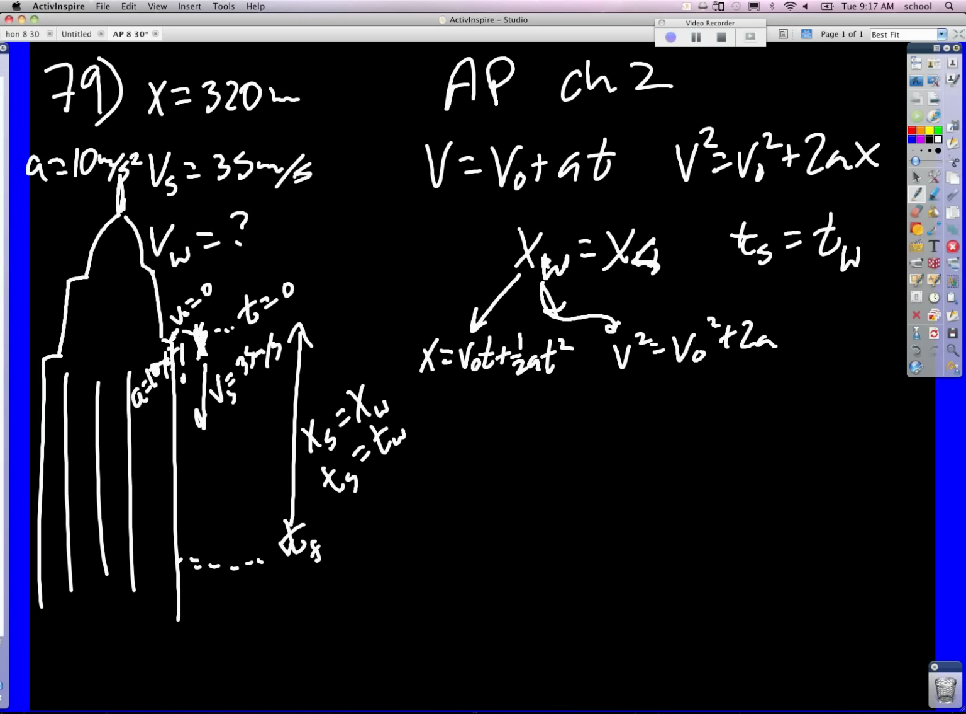The position of Superman is pretty standard. If I write that here, we know that's going to be vst. We know that to be true. Does that make sense to everybody? Now, for the watermelon one, does it make sense that this and this goes away?